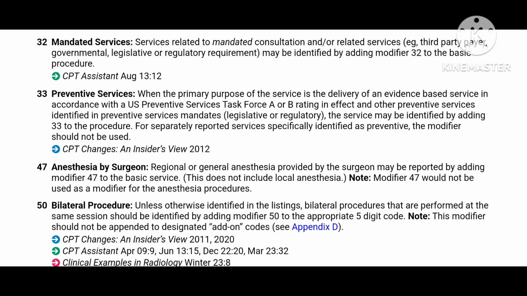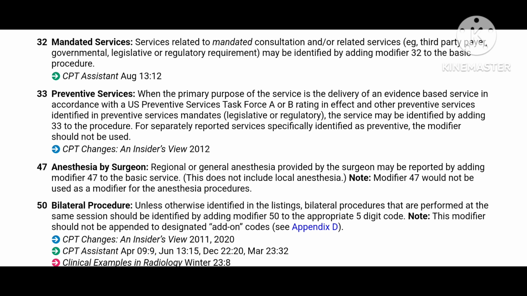Patient has come for some normal checkup, but that time the legislative department is telling that they need some psychological evaluation also. In such a case, you have to give modifier 32 with the service whatever that is provided. So for mandated services, you will use modifier 32. Next is modifier 33, which we don't use here because it is used only in USA. We can skip that. Take modifier 47.